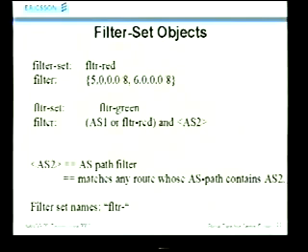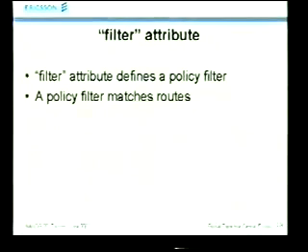Okay? A filter set object defines a set of routes that are matched by its filter. And there is no members attribute. Okay? There's no members attribute. It's just filter. And as we said before, you can use the name of a filter set in a filter attribute. The filter attribute defines a policy filter, and a policy filter matches routes.